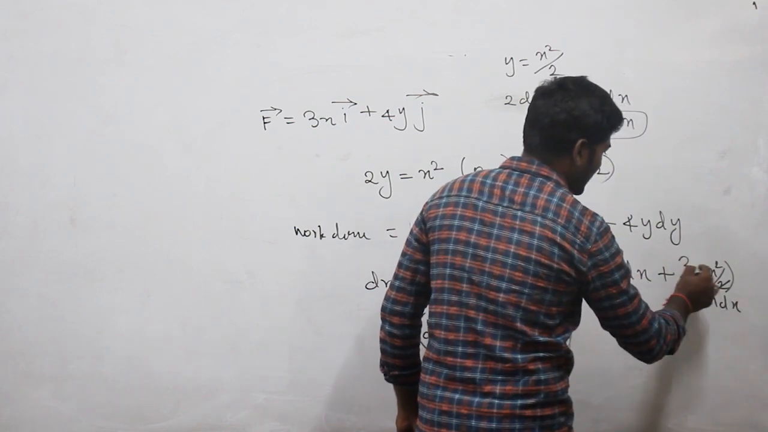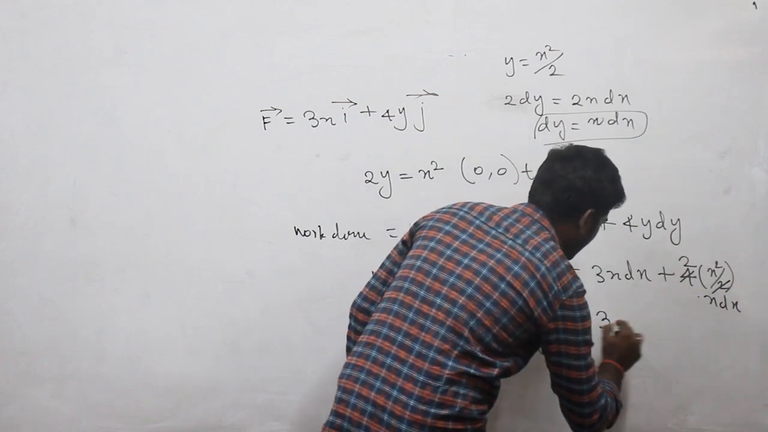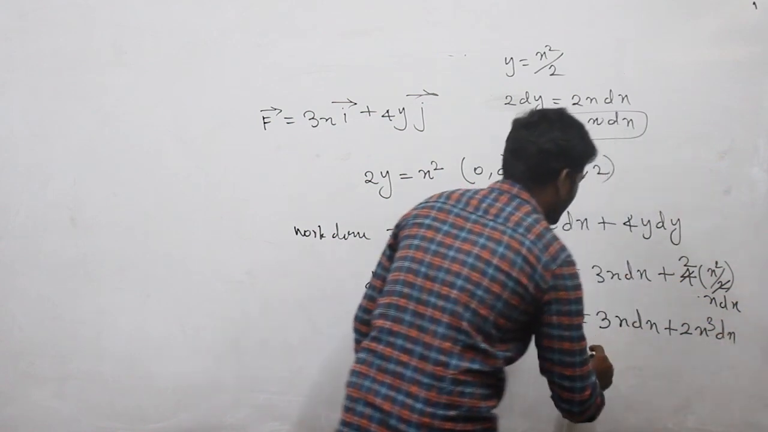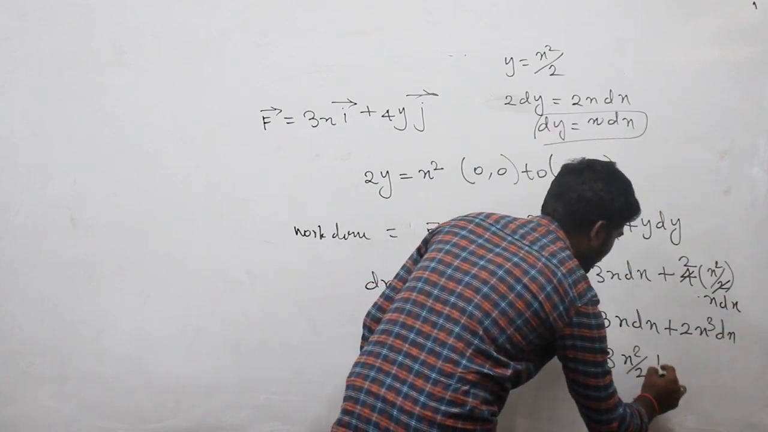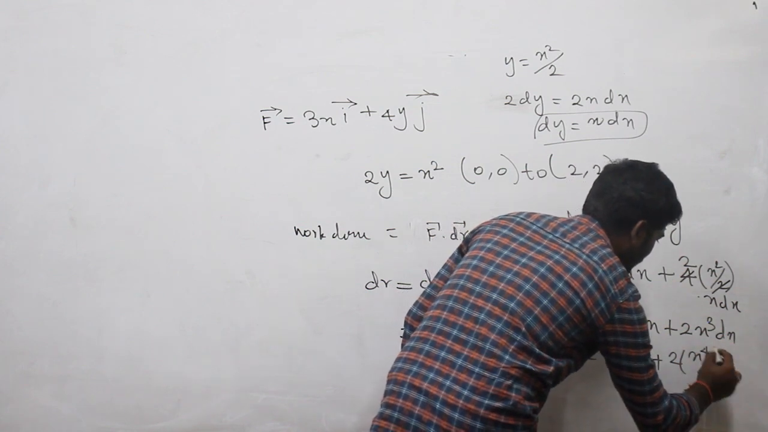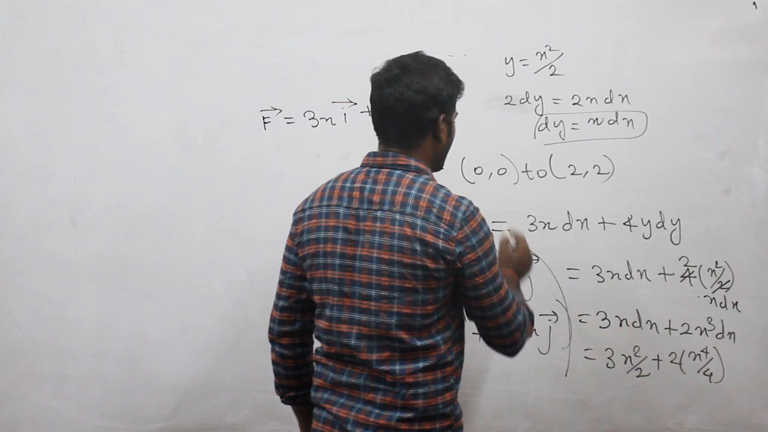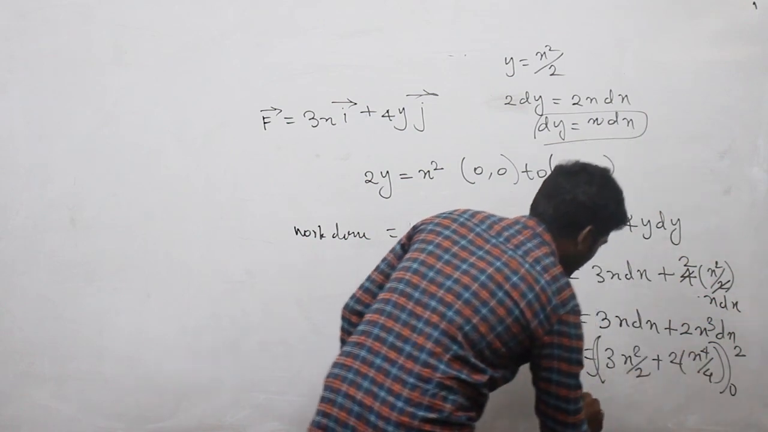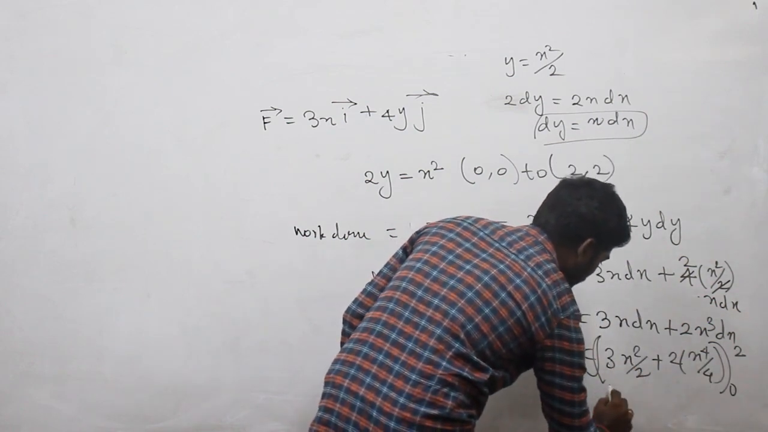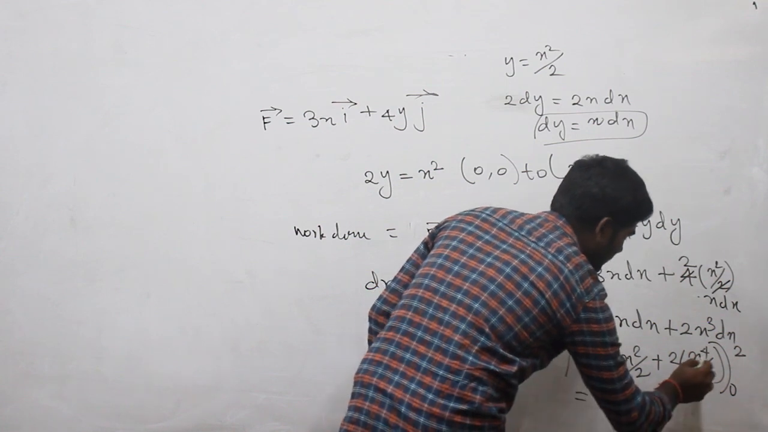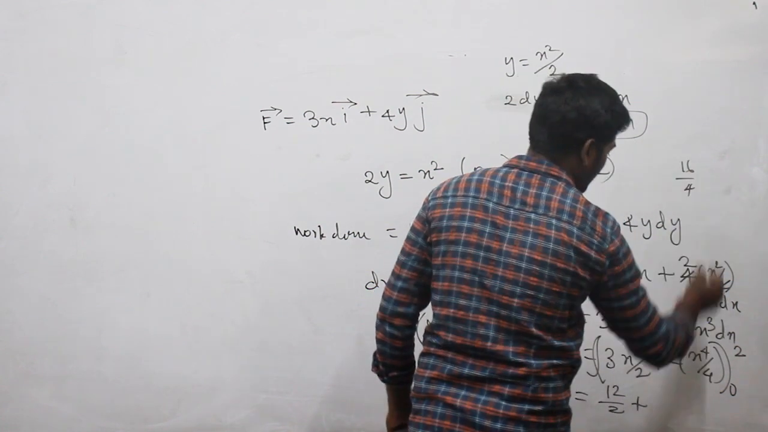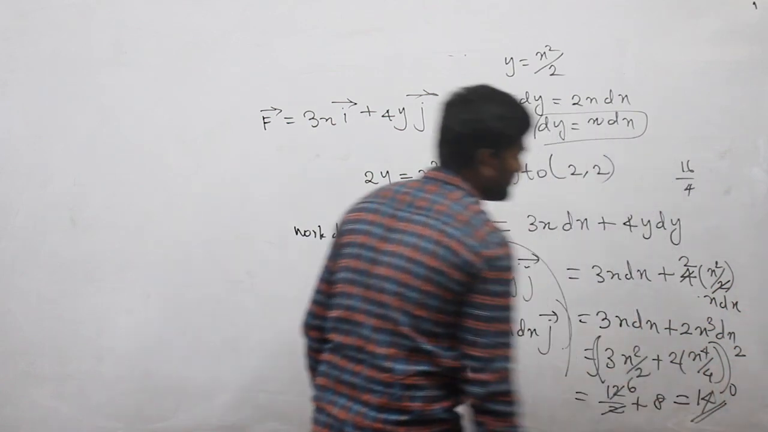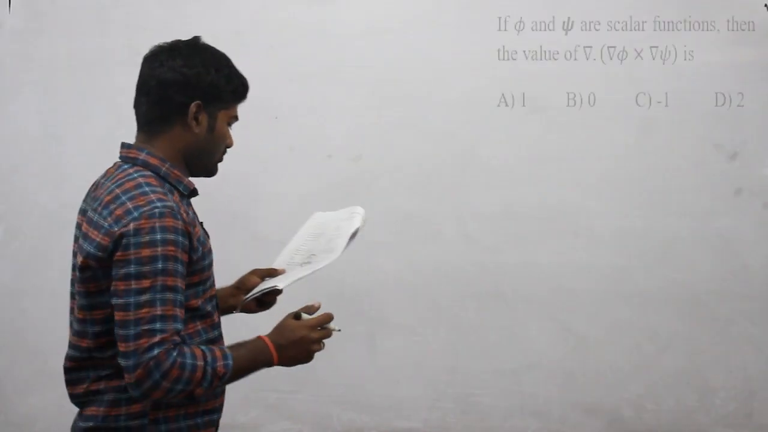So 2 will be getting cancelled. So we get 3x dx plus 2x cube dx. So if you integrate, 3x square by 2 plus 2x power 4 divided by 4. So they have given the limits as 0 to 2. So integral from 0 to 2. Substituting 2, we get 12 by 2 plus 16 by 4, 4 into 2 is 8. So 6 plus 8 is equal to 14. So option is 14.